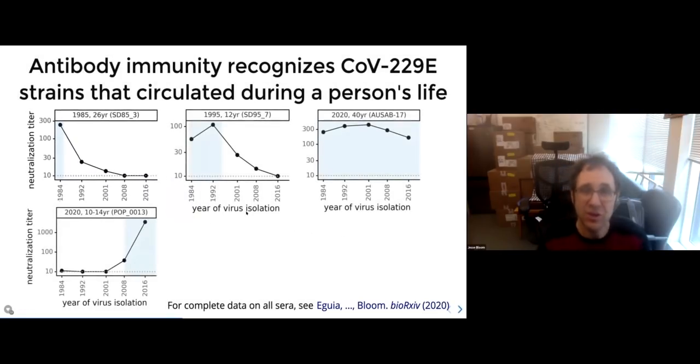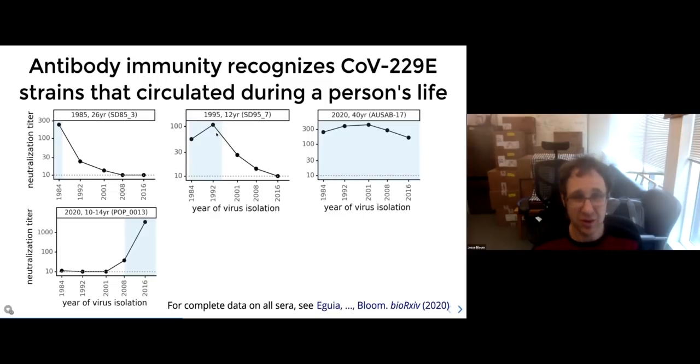And in fact, in general, if we look across additional human serum samples, we see that the antibody immunity generally will recognize viral strains that circulated during that person's life, but not strains from far in the future or far in the past. So here's the example I just showed you. Here's some serum collected in 1995. Again, the person was alive during the blue shaded period. You can see they neutralized the older viruses, but not future viruses.